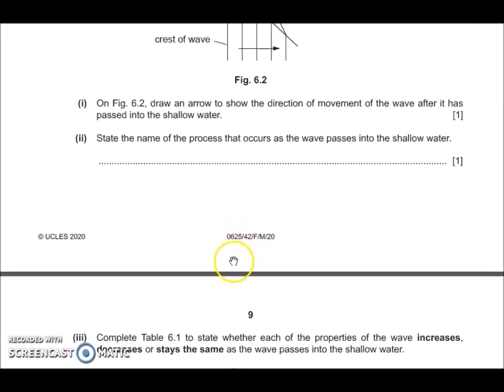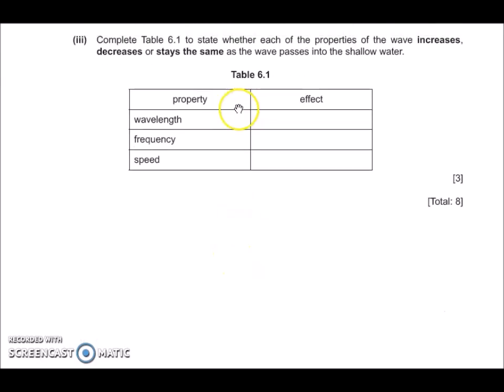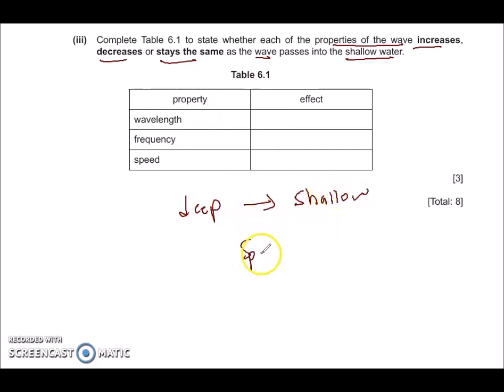So you have done B1 and 2. We move on with the last one, number 3. You just have to say whether the property of the wave increases, decreases, or stays the same when the water passes into the shallow water. Deep to shallow, the speed will be reduced. So here will be decreases.